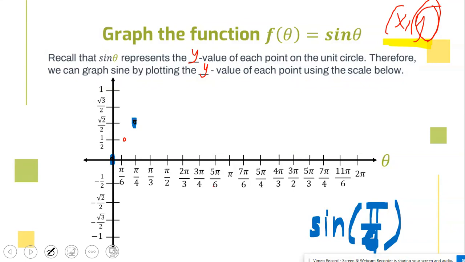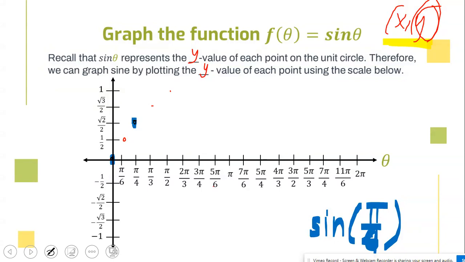I'm not sure. Then moving on to pi over 3. Okay, what is the y coordinate of pi over 3? That's root 3 over 2. Then pi over 2. X is 0. Y is 1. We're going to move up here to 1. Perfect. I don't know why it's erasing these. And you can see that we're kind of following that pattern.